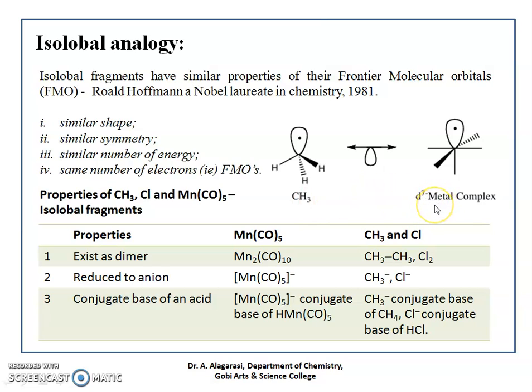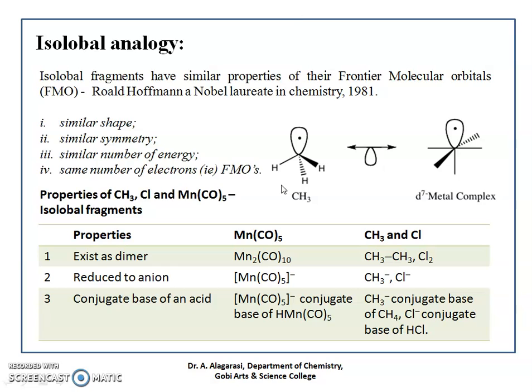And if you go for this d7 metal complex, we'll take this example Mn(CO)5. Manganese is d7, so it donates 7 electrons. Each carbonyl will donate 2, so 2 into 5, 10. 10 plus 7, 17 electrons. So this is an organic compound and this is an organometallic compound. This is a main group compound. It obeys the octet rule and has 7 electrons, whereas this organometallic compound obeys the 18 electron rule, and it has 17 electrons. So 17 electron compounds will be isolobal to this 7 electron system.